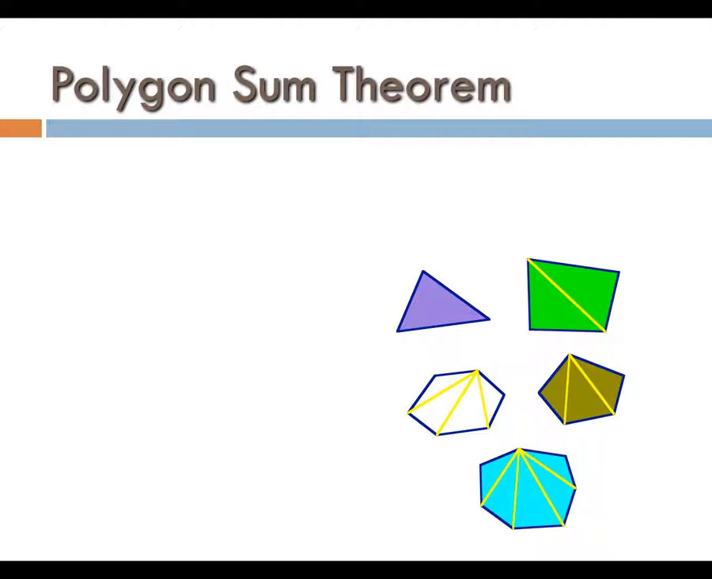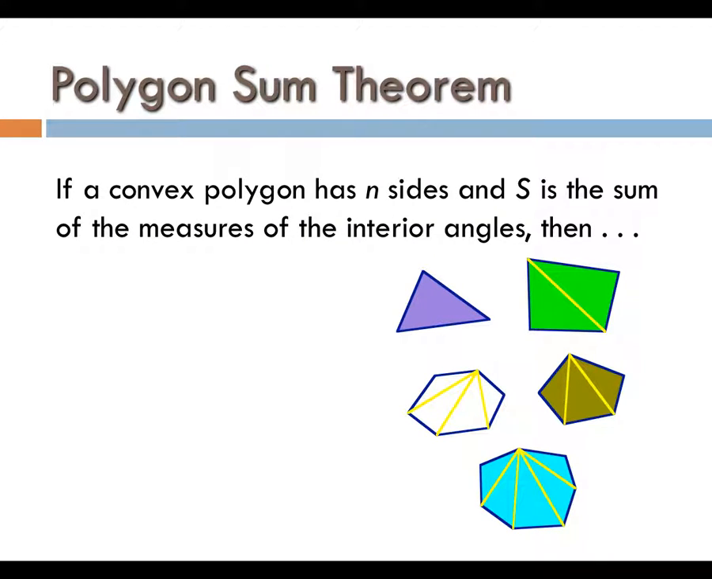So we get something called the Polygon Sum Theorem. Let's talk about the notation first. n is the number of sides. Capital S is the sum of all the interior angles. So what would be the formula for capital S? In other words, if I have a polygon with n sides, what's the sum of all the angles in that n-sided polygon?